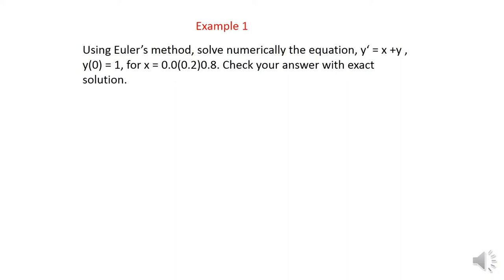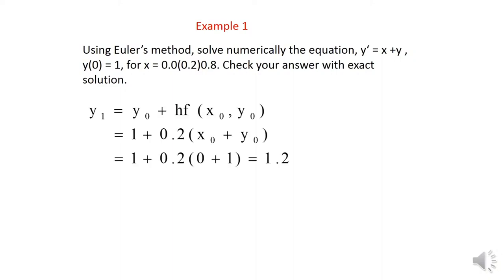Now let's see one example based on it. Using Euler's method, solve numerically the equation y dash is equal to x plus y. The initial value is given, y0 is equal to 1, and we have to calculate values of y for x starting at 0, with an increment of 0.2, and we have to go up to 0.8. So the points will be 0, 0.2, 0.4, 0.6 and 0.8. Check your answer with exact solutions, because this is a very simple equation, so we can find the exact solution also.